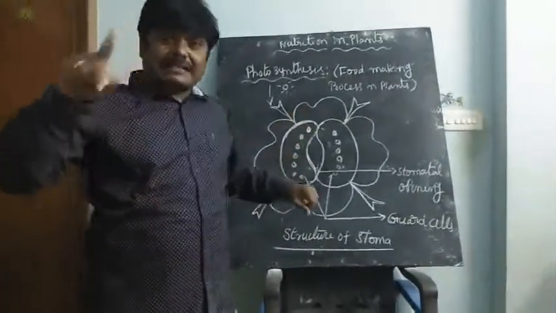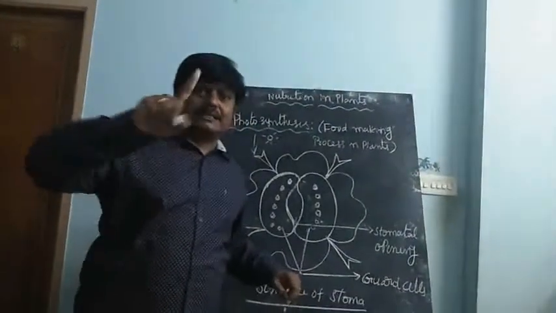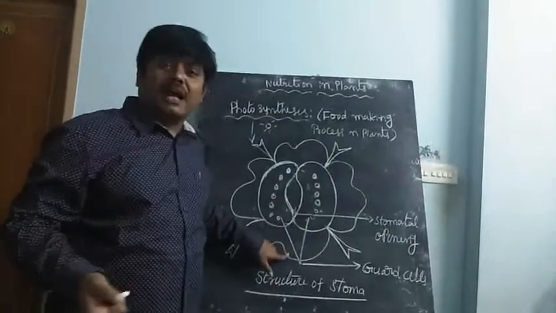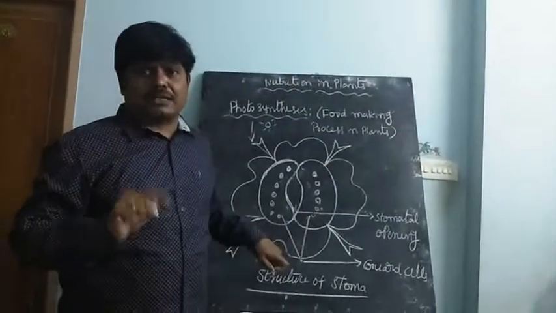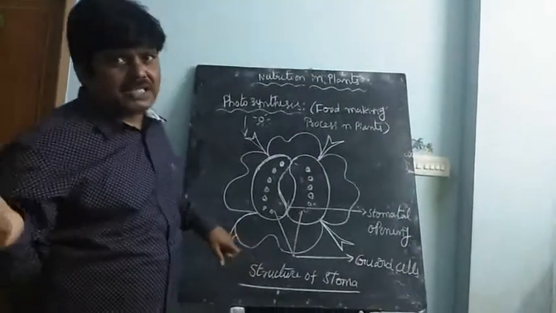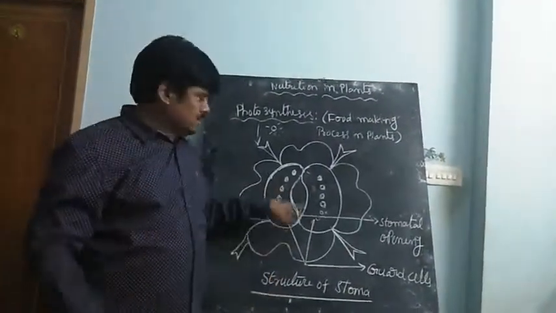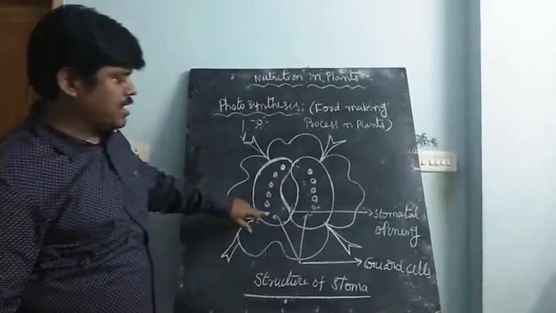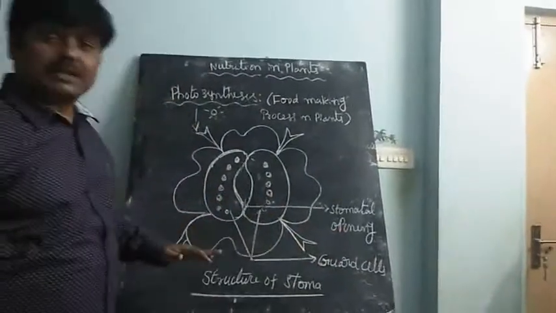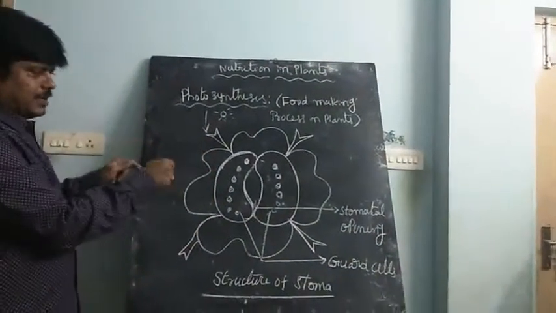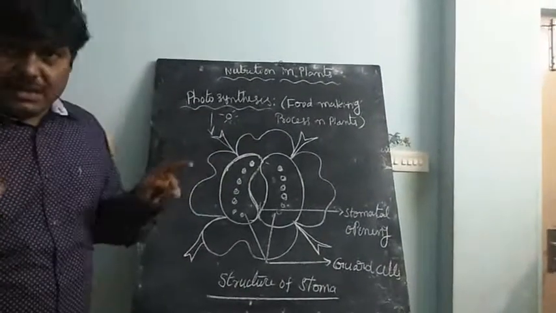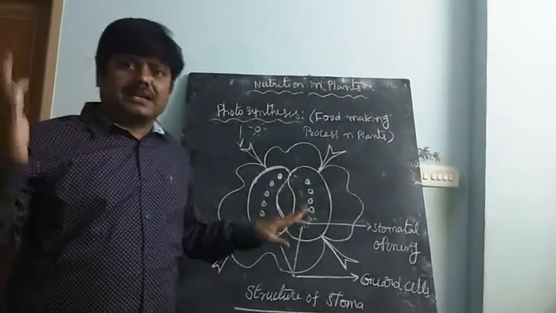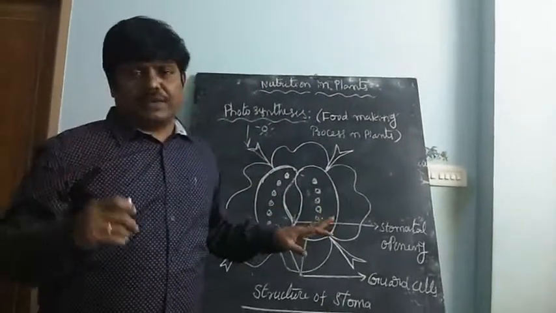Second, excess water is released from the plant's body to the outside, and that is also through the stomata. That means transpiration also happens through the stomata. Okay, stomata means more than a single stoma. This is the structure of a stoma, with the stomatal opening and guard cells, and this is where it is located, inside the leaf. That's why now we'll discuss the internal structure of the leaf.